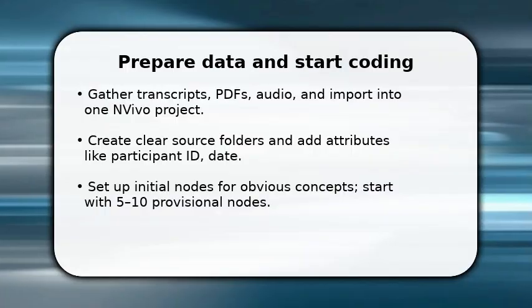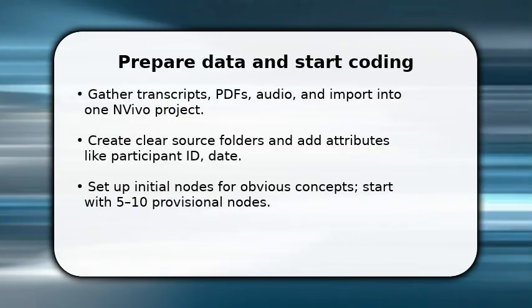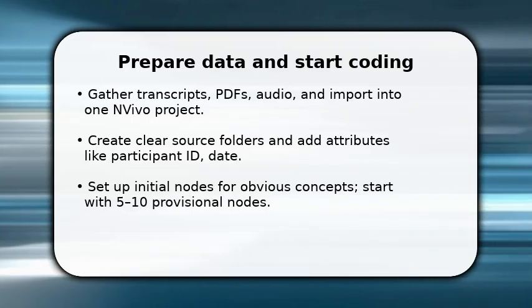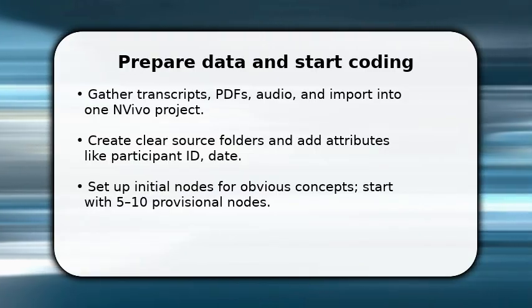You begin by importing all sources into one NVivo project so everything is searchable. Once imported, organize sources into folders and add key attributes like participant ID and date to speed filtering. Then create provisional nodes for obvious concepts, roughly 5-10, because early structure guides consistency.